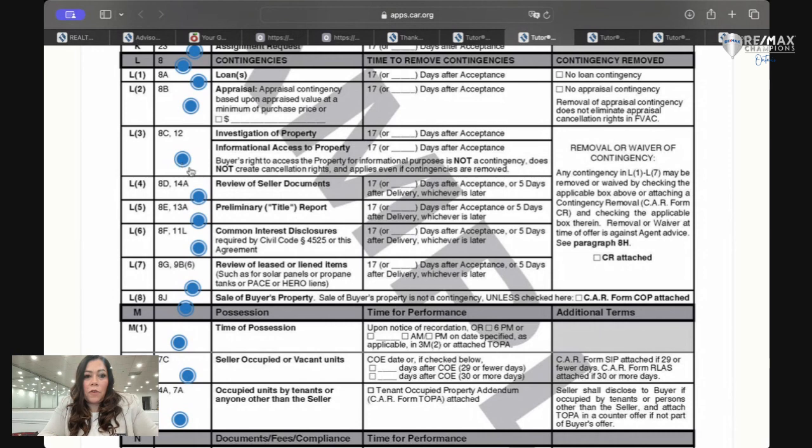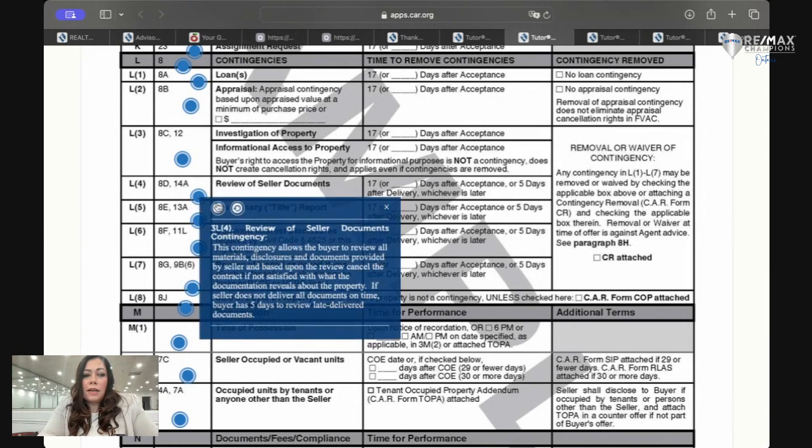And then informational access. So the buyer's right to access the property for informational purposes is not a contingency. So you can put, if you want, a longer time there than your inspection of the property. Usually we keep it the same, but that's up to you if you want to do that.